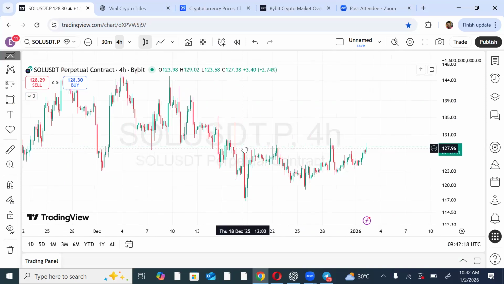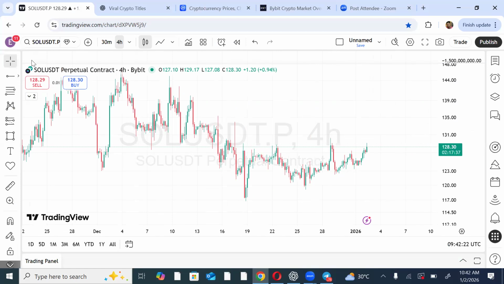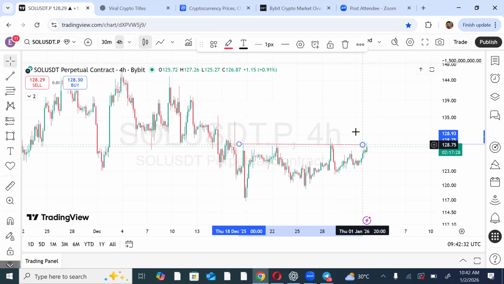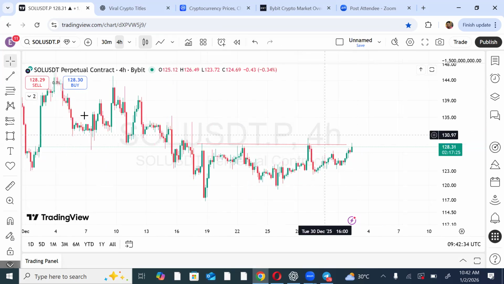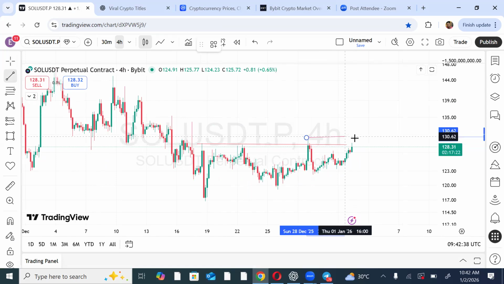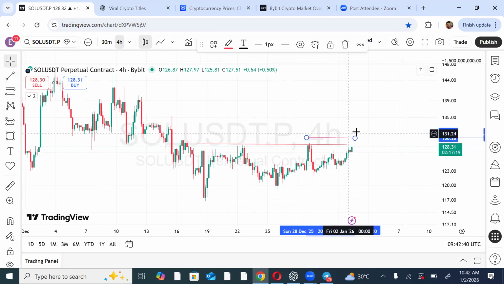Okay, we have this low. It's not taken out yet. Still not taken out. We have a low here that needs to be what? Taken out. The moment it is taken out, fair enough, we have a break of structure. The moment this guy is taken out, we have a break of structure.